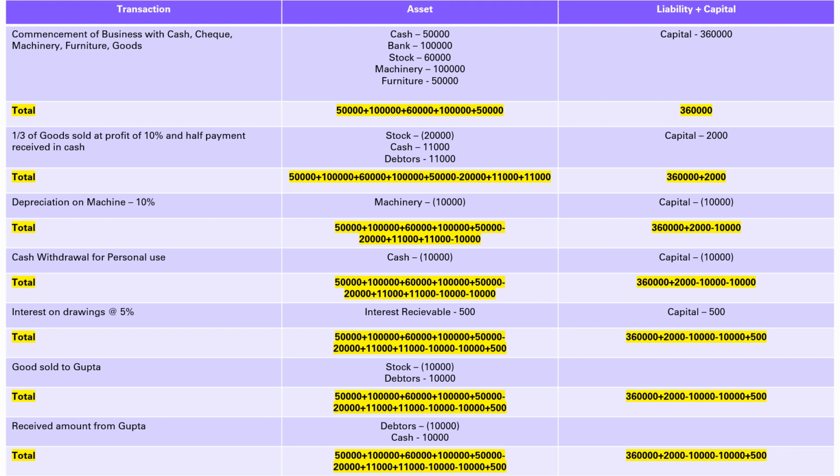Second entry, as you can see, is selling of 1/3 of stock as capital at the profit of 10%. So first of all, we need to compute what is 1/3 of stock, which is 1 by 3 into the stock value, which is 60,000. So the value we get will be 20,000. So first is reducing the stock by 20,000. Now since these stocks are sold at 10% more value, selling price will be 22,000. That is 20,000 plus 10% of 20,000.